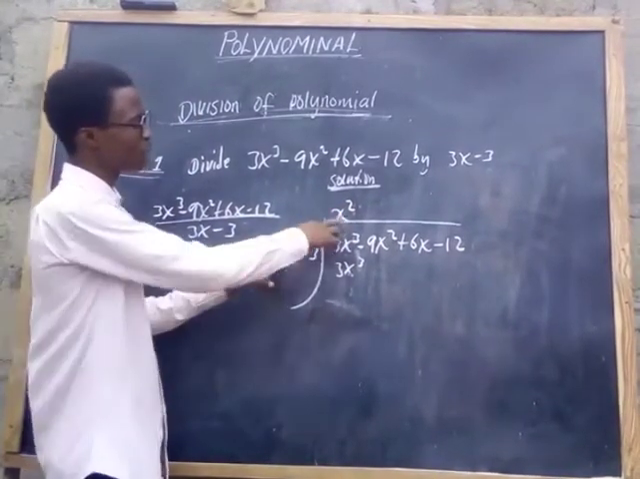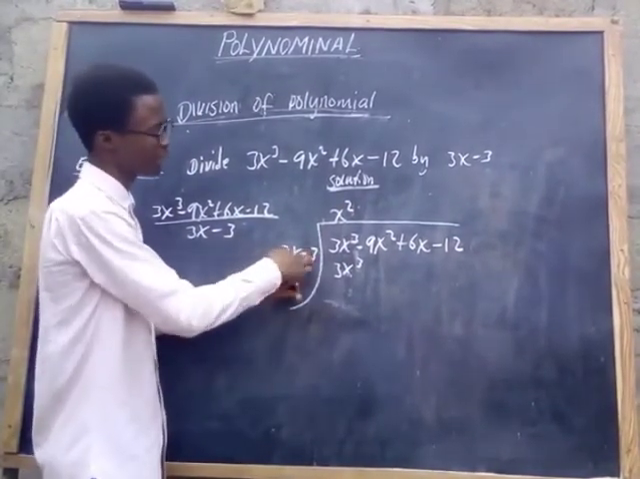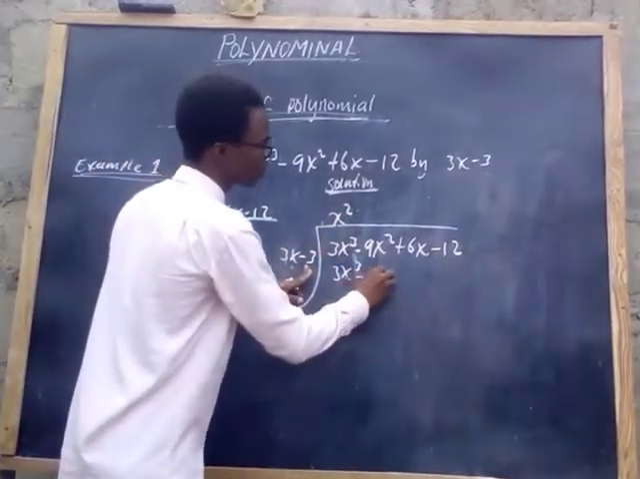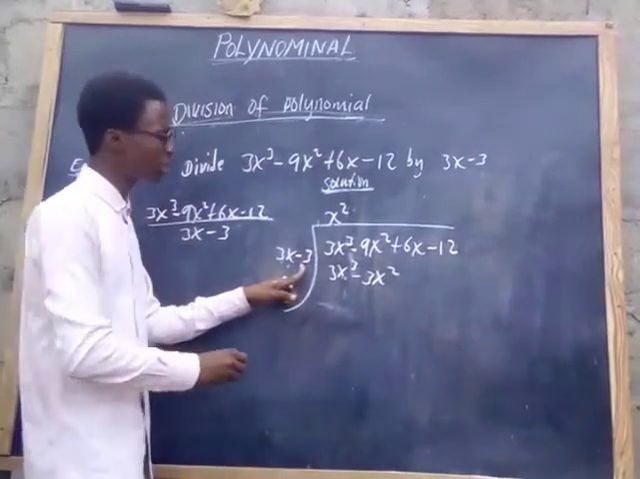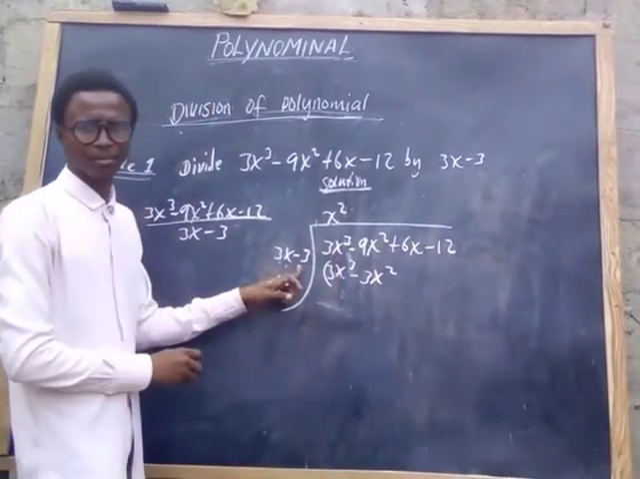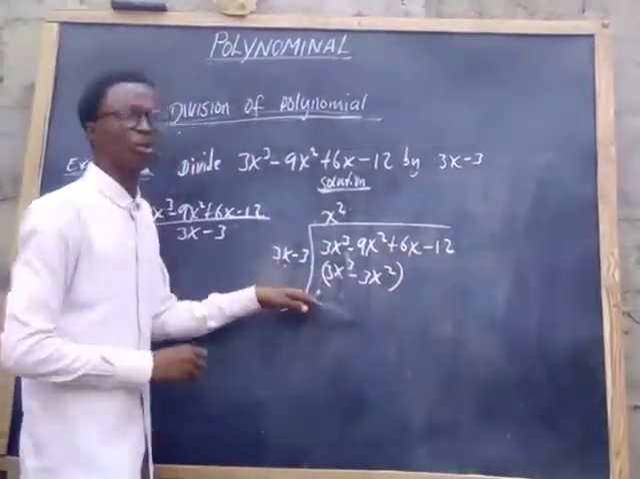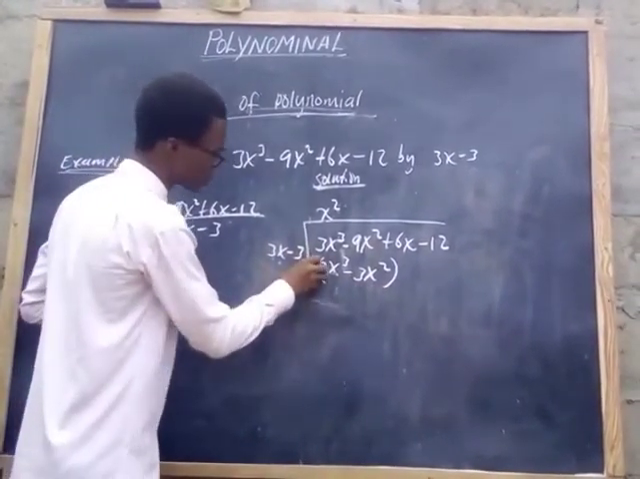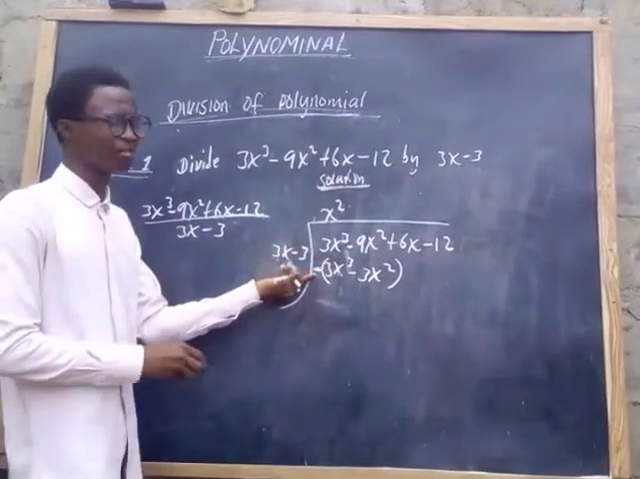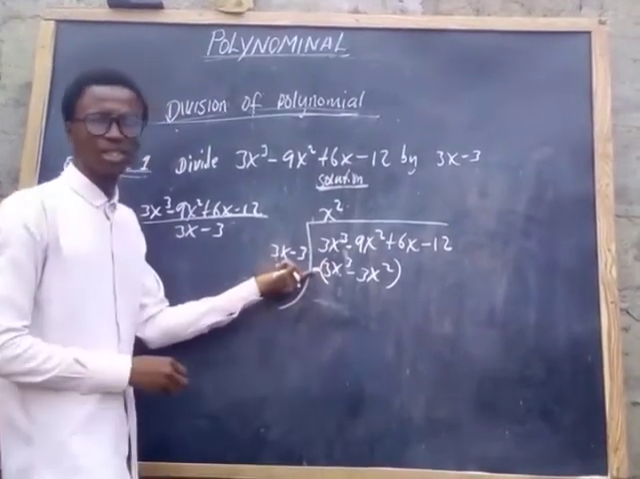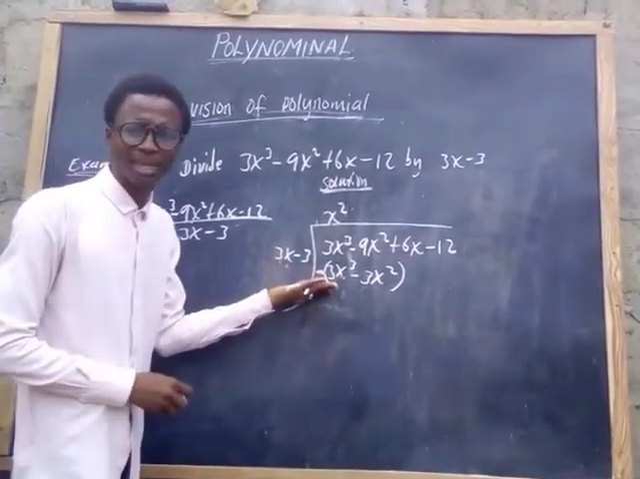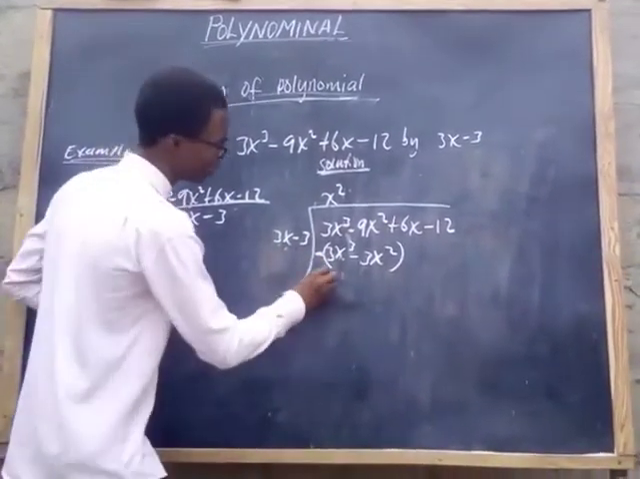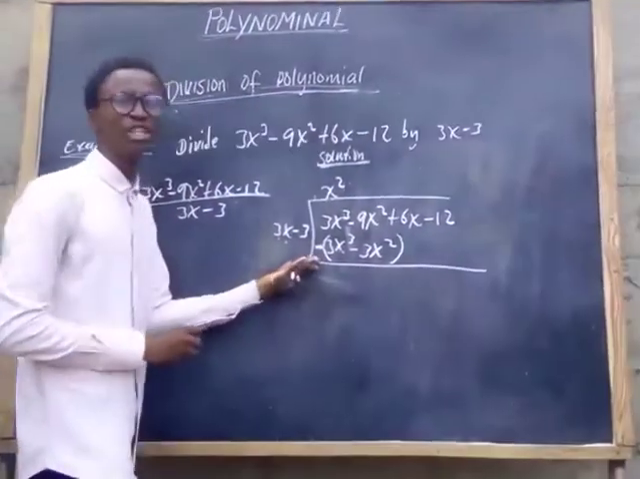Now what are you going to do? After you have multiplied for this, you multiply for this again. X squared times minus 3 gives us minus 3x squared. Then you put brackets again. This is the format, the way to solve it. You put a division sign. After you put the bracket, you put a negative sign, meaning minus. Then you underline it. Do you see the procedure?